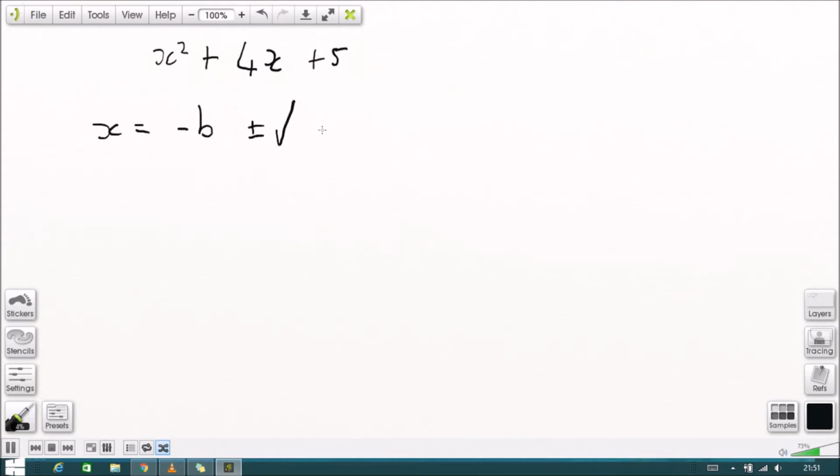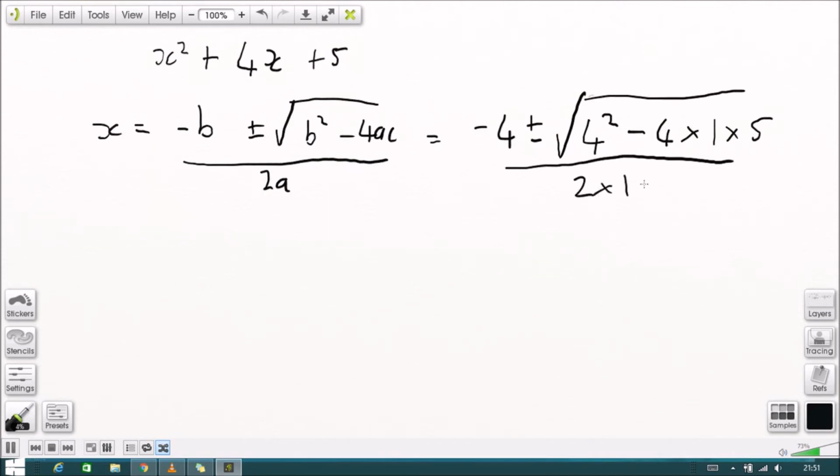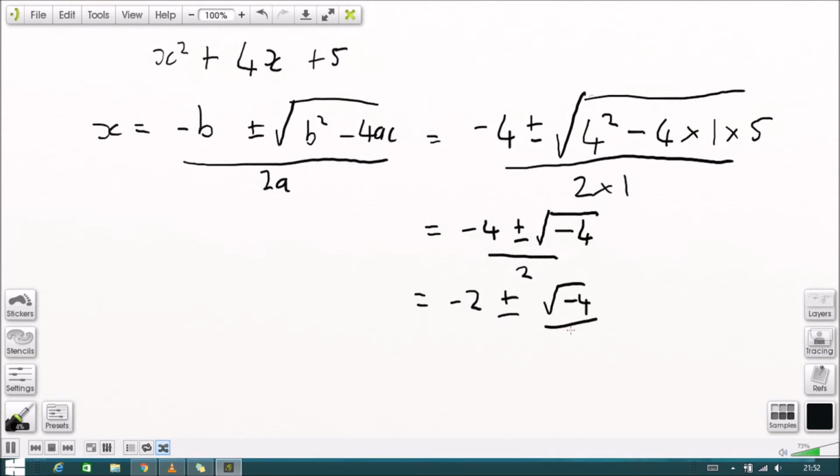What if we took the quadratic formula and we use that to find our roots? Well, negative b plus or minus, and we'll just swap in all the letters for the values we've got. That's going to give you negative 4 plus or minus the square root of 16 minus 20, which is negative 4, over 2. That will give you this here. So this negative 4 under the square root.